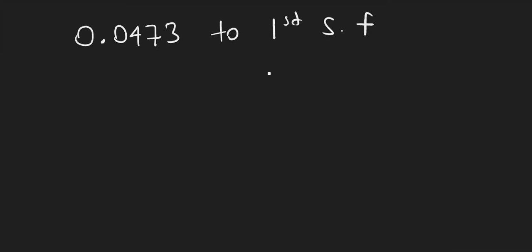Now I'm going to write 0.0473 to first significant form. To write this number in first significant form, the most important factor here is that we need to ignore the preceding zeros. So we consider 4 and 7 as our numbers. 7 is greater than 5, which is the second number, so we write 0.05. Okay, that's about significant figures, and now we'll move on to decimal places.